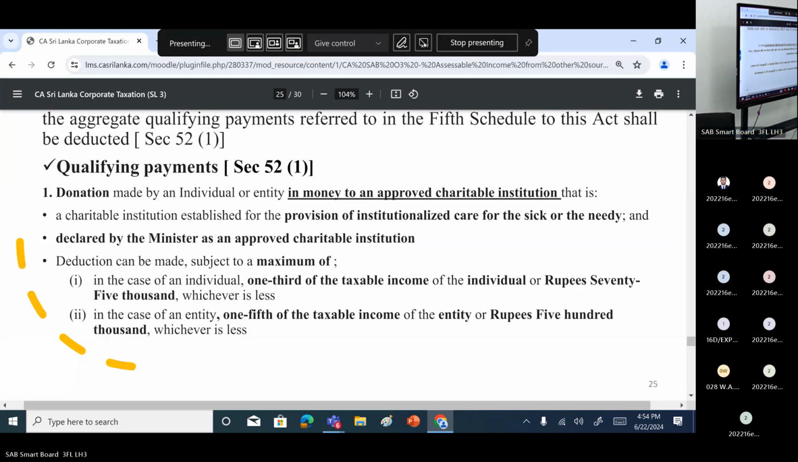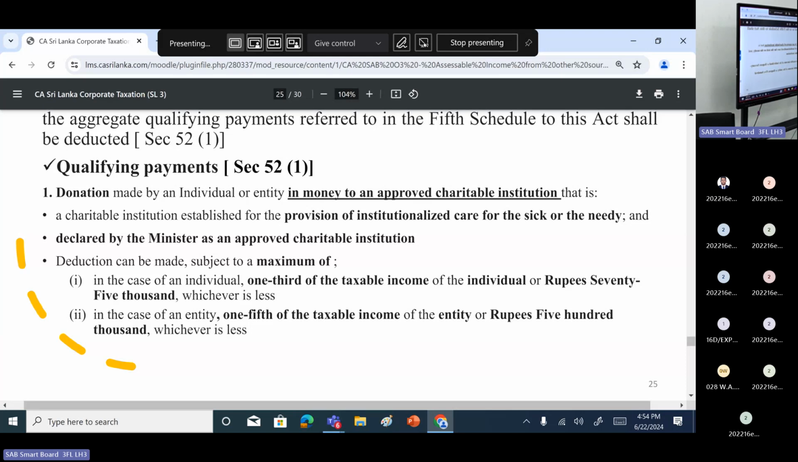It is for the provision of institutionalized care. There should be an institution that provides care for the sick or needy. Only these conditions need to be satisfied. Right? There should be an institution, and that institution does some sort of caring activity for sick or needy persons. Also, it needs to be approved by the respective ministry. If this is the case, that is the charitable institution recognized under section 52.